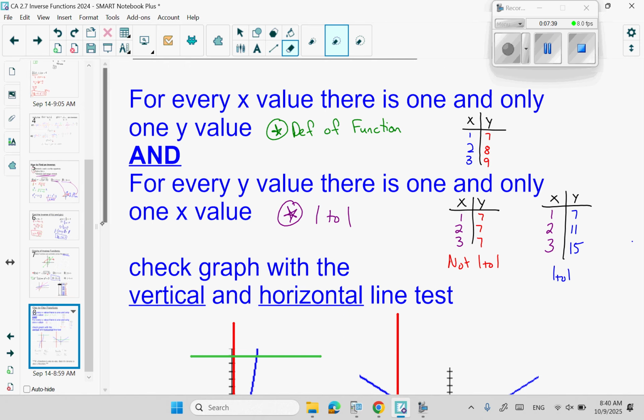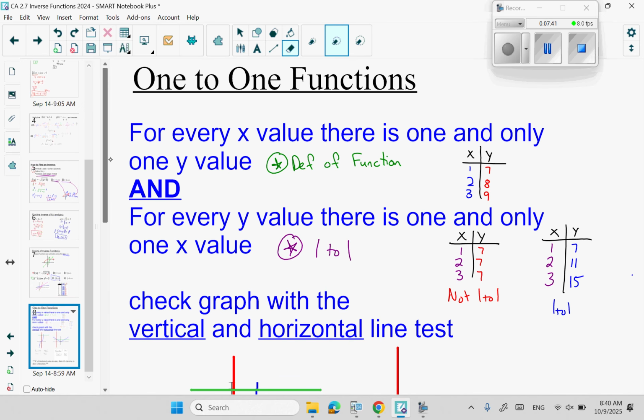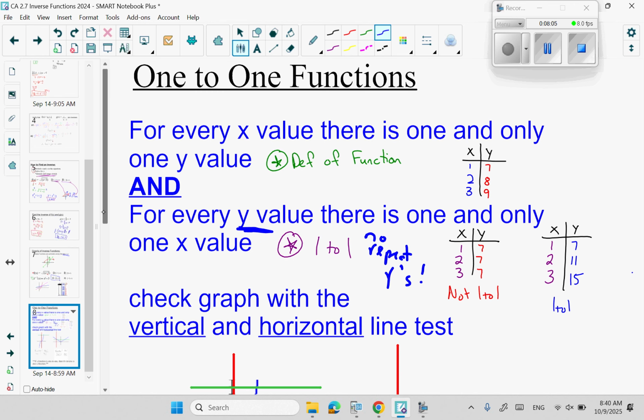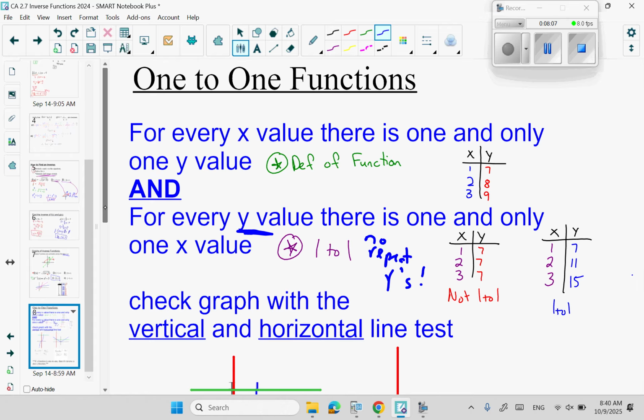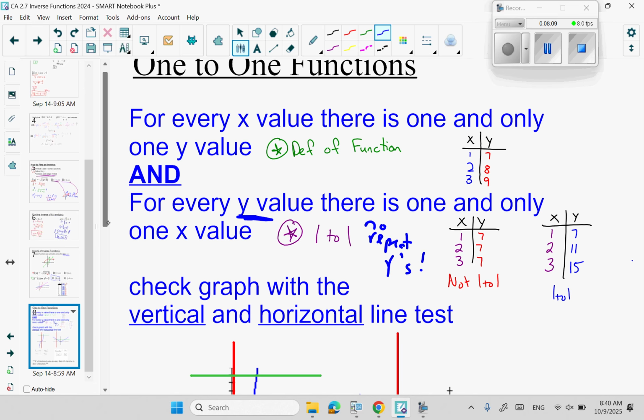With that, we already understand that for every x value, there's only one y value. That's the definition of a function. Now, in order to be one-to-one, there is also only one x value for every y value. So we cannot repeat x values, nor repeat y values, in order to be one-to-one. So what this tells us is if the inverse is a function or not.